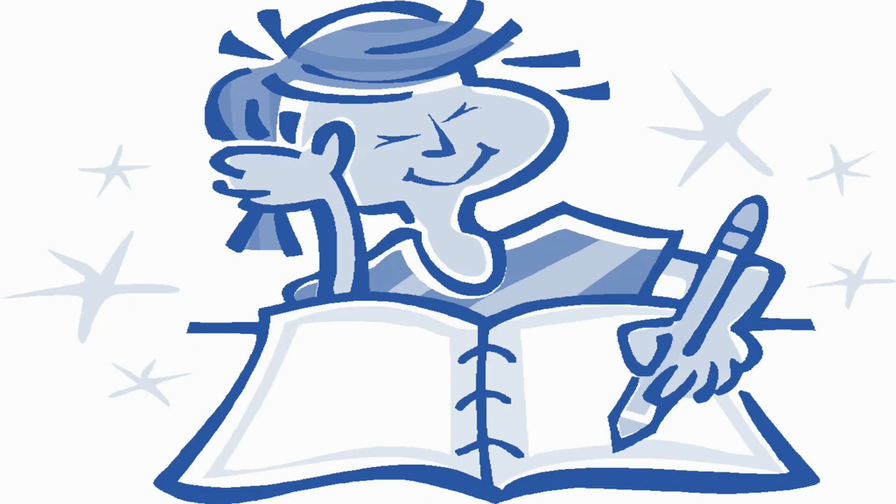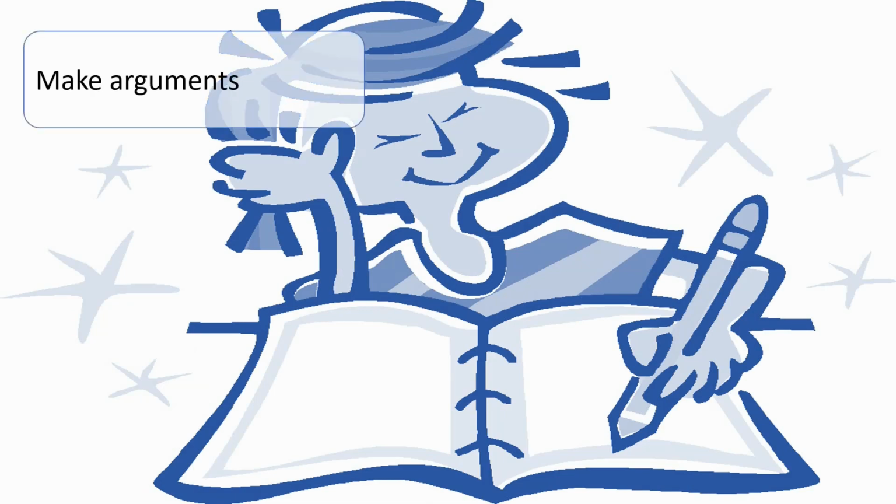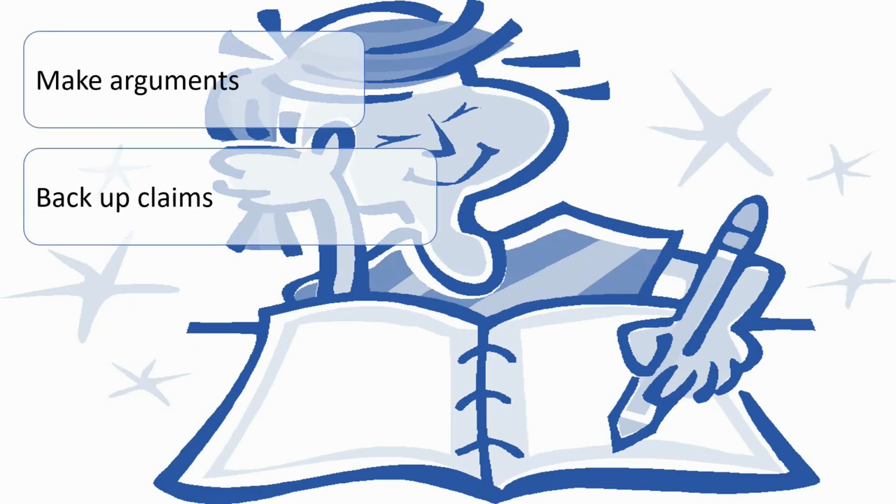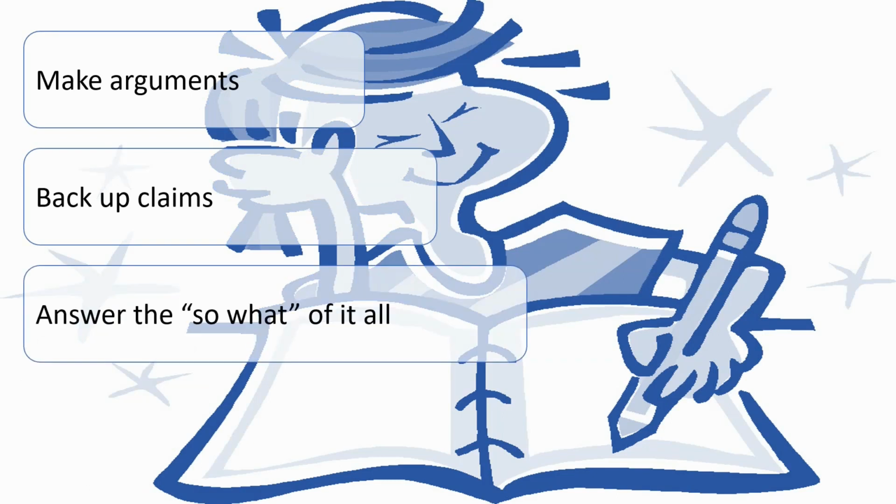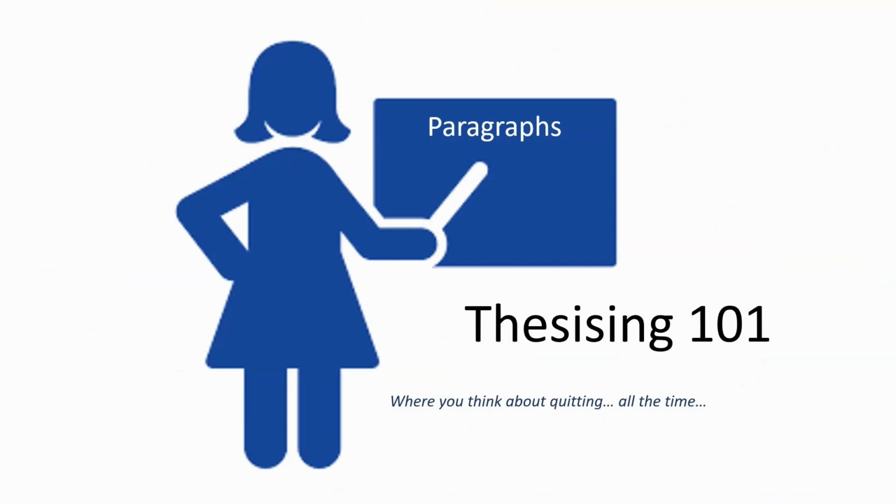In conclusion, academic writing consists of making arguments. Points or claims should be backed up by evidence and should be explained. And each point should answer the so what of it all. That concludes part 3 of this lesson.